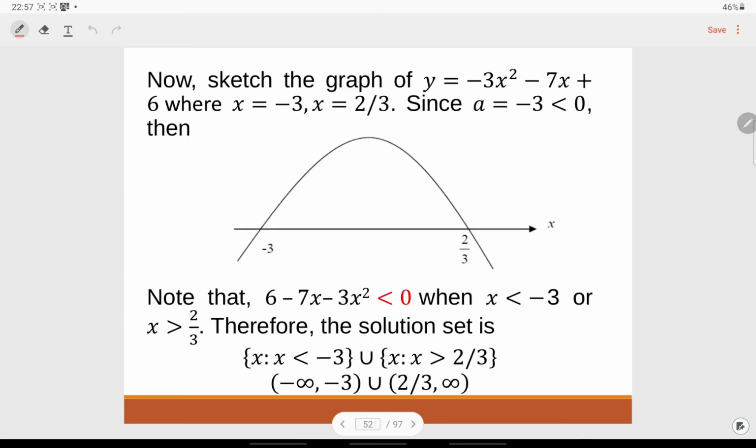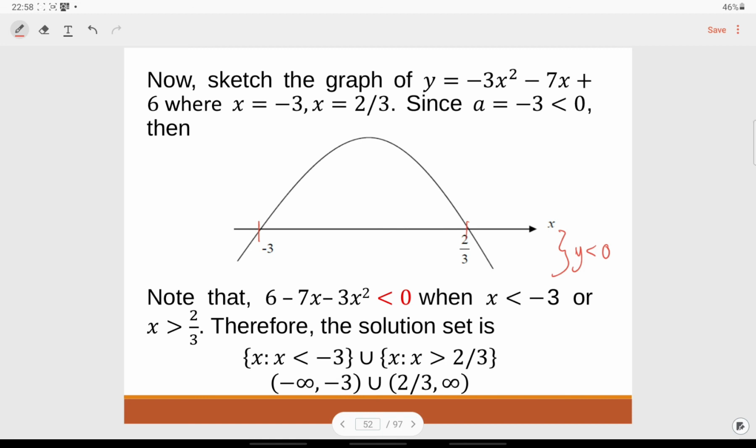We sketch the graph because this is a set form. So we have this graph with two intersection points: negative 3 at the left hand side and 2 over 3 at the right hand side. Now we want to consider which area is covered by this inequality. Back to the inequality, we're given that it is less than 0. That means our interest is the area below the x-axis, because this is when y is less than 0.